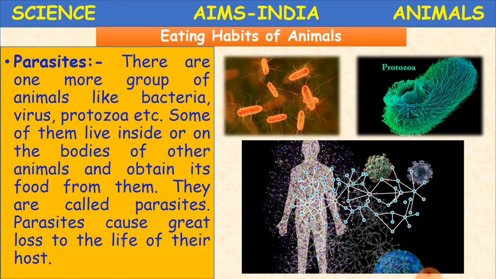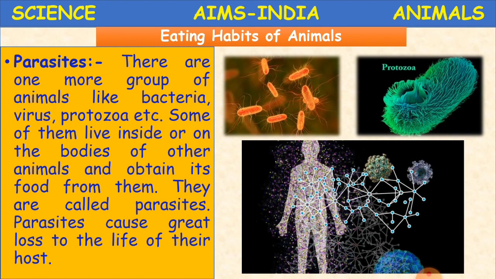Okay, for example, coronavirus. Right now we are having a very big problem with this coronavirus. It is attacking every human being in the world. This is a virus children, and it is spreading from one person to another. So this is very dangerous. So parasites are very dangerous. These cause great loss to the life of their host.